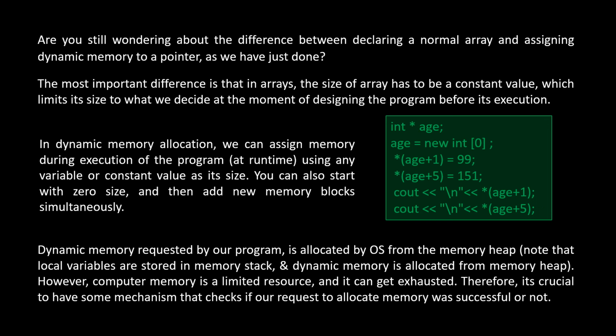Dynamic memory that is requested by our program is allocated by operating system from the memory heap. Note that local variables are stored in memory stack, and dynamic memory is allocated from memory heap. However, computer memory is a limited resource, and it can get exhausted. Therefore, it's crucial to have some mechanism that checks if our request to allocate memory was successful or not.